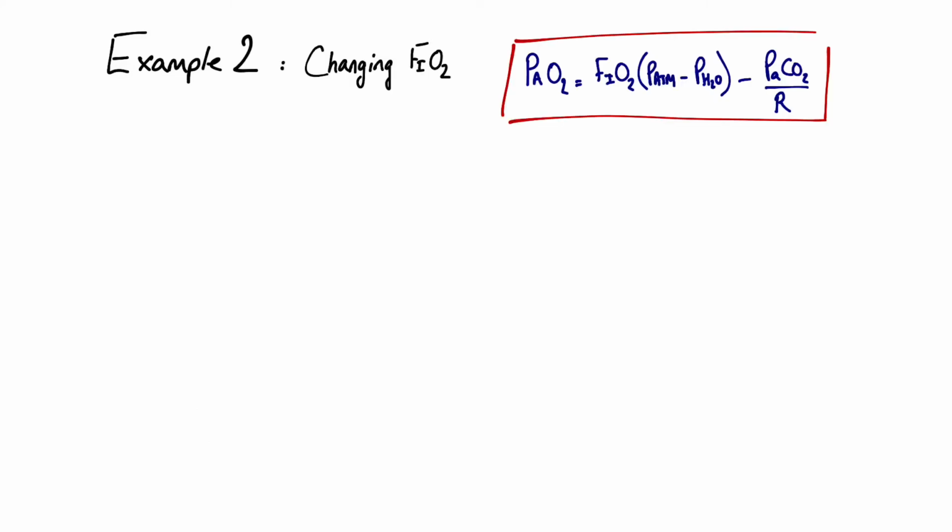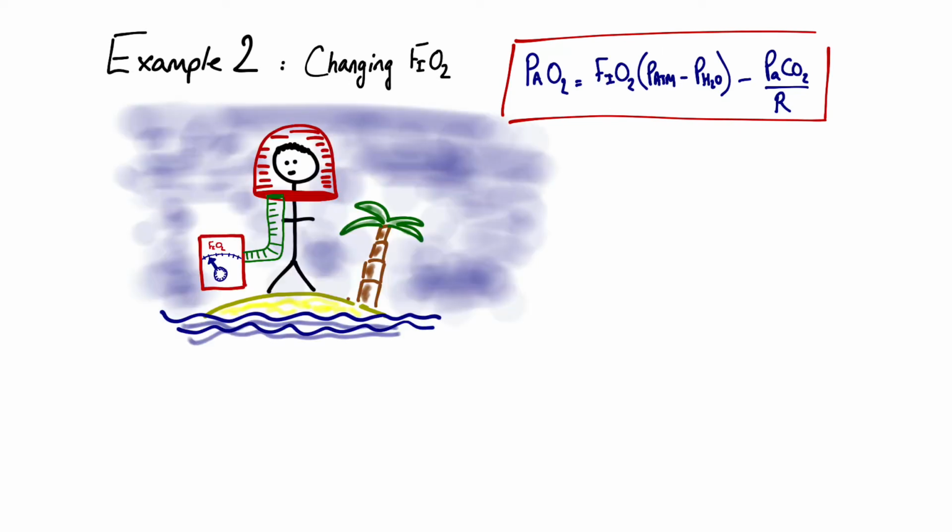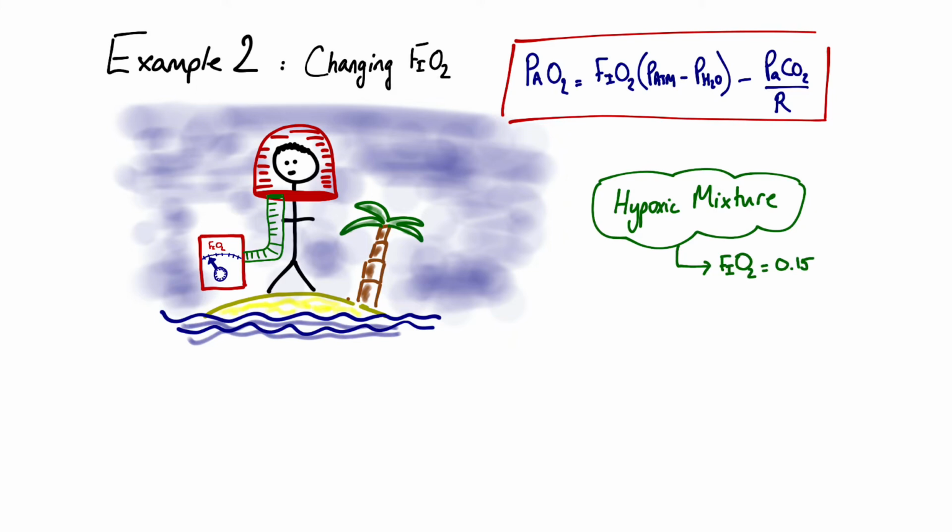And again, here's the alveolar gas equation. Now, we've still got Bob, but this time, Bob is in a position where we can affect the FiO2 that he is breathing. So we've got a dial here, and we can have low FiO2 or high FiO2. Let's see what that does in terms of the alveolar gas equation. We'll start with a hypoxic mixture, which is any gas mixture that has an FiO2 of less than 0.21. So for argument's sake, let's say we have an FiO2 of 0.15.